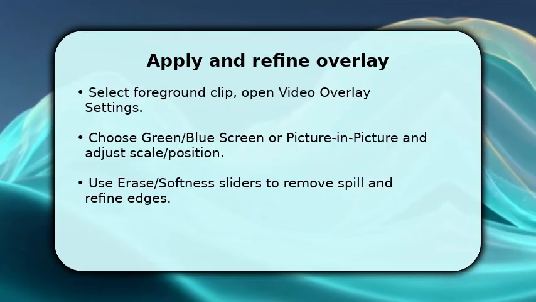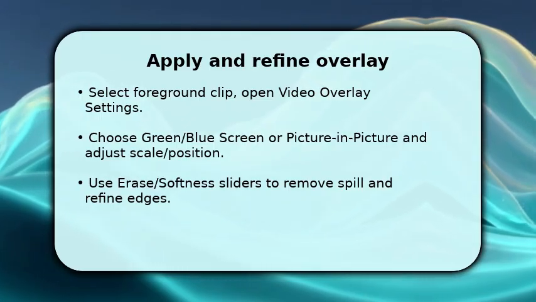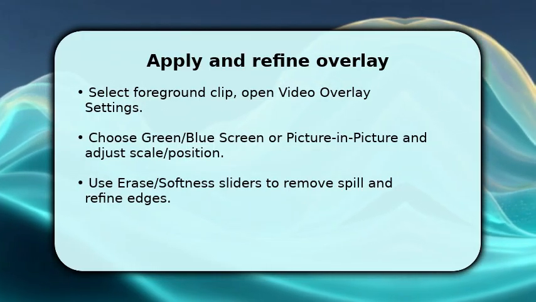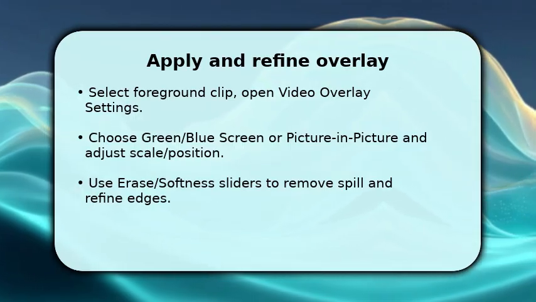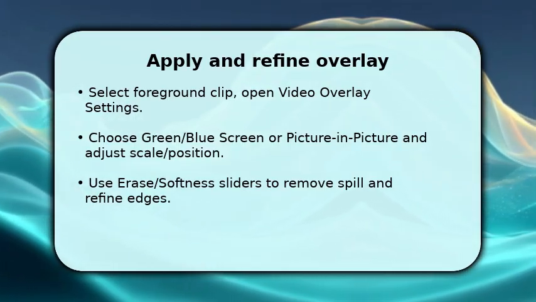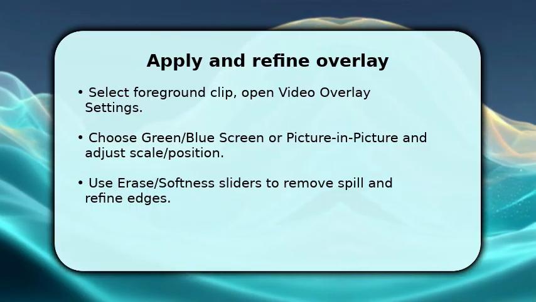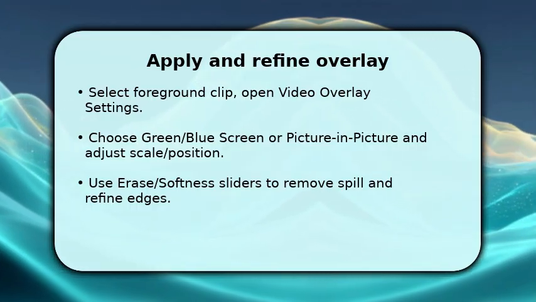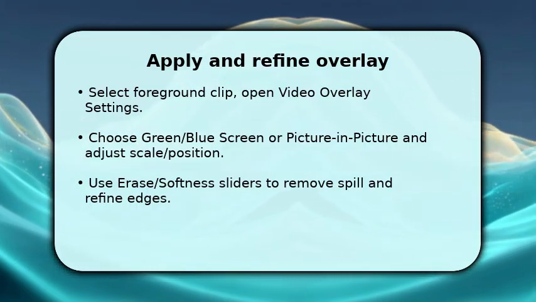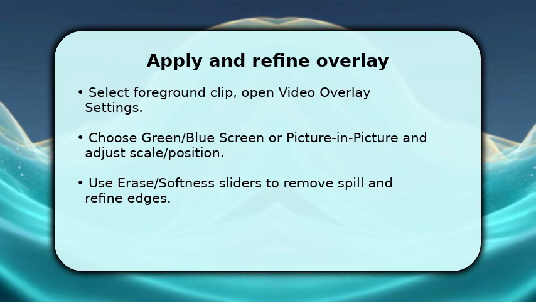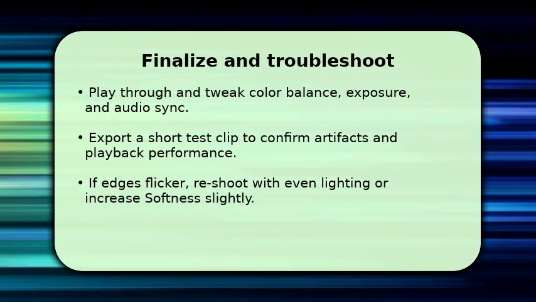Once applied, scale and reposition the foreground so the subject fits the scene naturally. Use the Fit/Crop tools if needed. Then refine the matte with the Erase and Softness sliders to remove color spill and soften edges, which preserves detail and prevents harsh cutouts. Finish by playing the timeline to check color, exposure, and audio sync.